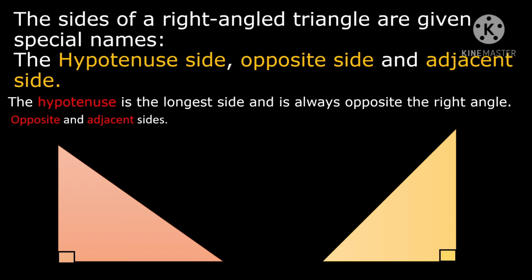So, the sides of a right triangle, or the special names given to the sides of a right angle triangle, are the hypotenuse side, the opposite side, and the adjacent side. So, the hypotenuse is the longest side and always opposite to the right angle. So, first, identify nyo muna kung saan ang right angle nyo. So, kung may makikita kayong maliit na square dito, yan yung right angle nyo. And then, the side opposite to that right angle, which is this side, ito yung tinatawag nating hypotenuse side.